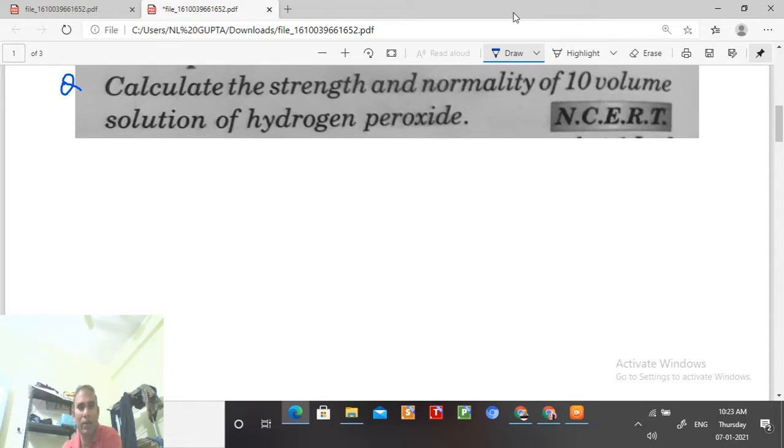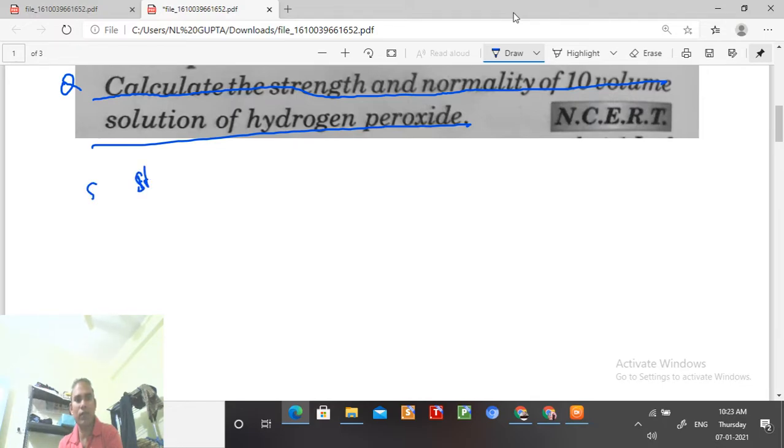Let us see one problem asked by my student that is based on the NCERT book from the hydrogen chapter. The question is: calculate the strength and normality of 10 volume solution of hydrogen peroxide. They are asking strength. They didn't mention the unit, so strength means gram per liter.